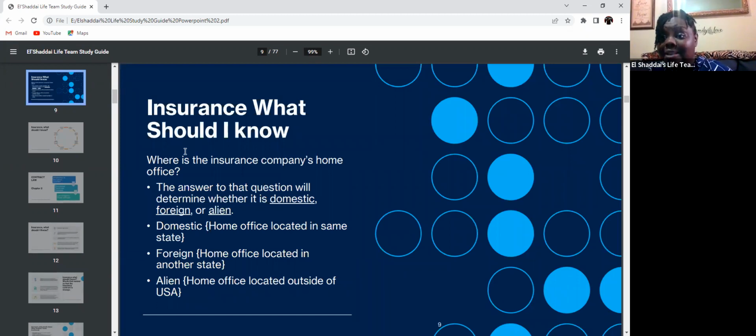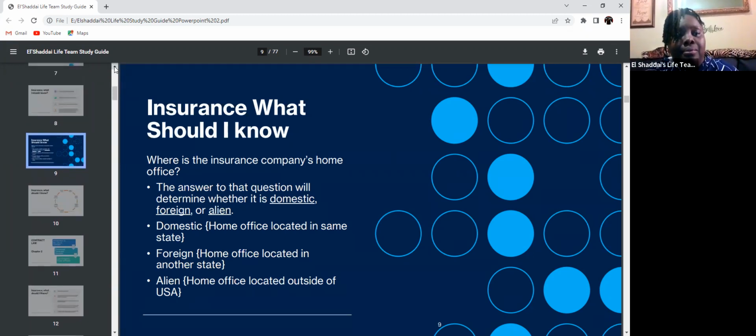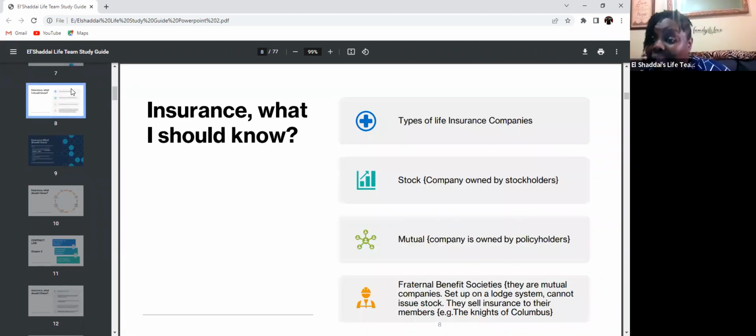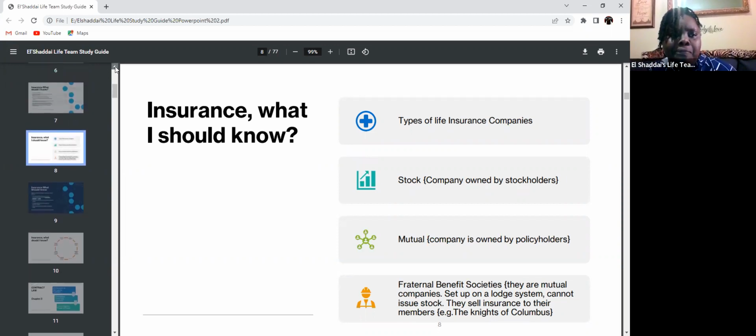Where is the insurance company's home office? Well, that depends on whether it is domestic, foreign, or alien. What is the difference between those three? Domestic, alien, foreign. You know that. Types of insurance company: we talked about three types: stock, mutual, fraternal. Stock companies are owned by stockholders. Mutual, by policyholders. Fraternal, by their own members. That's easy.